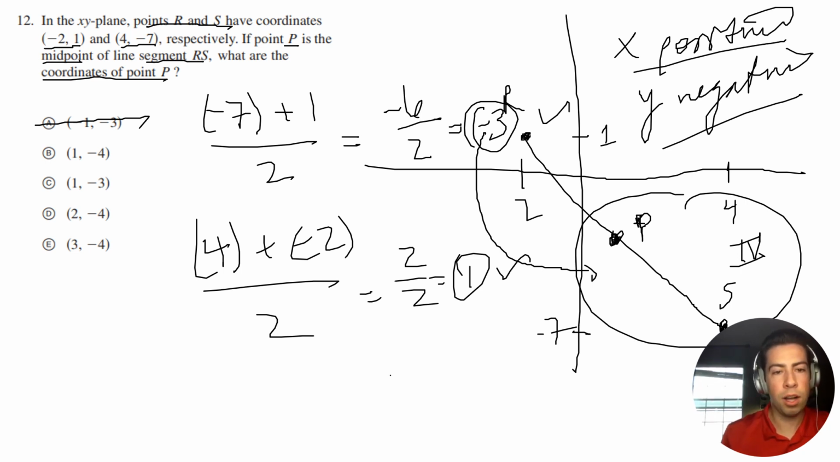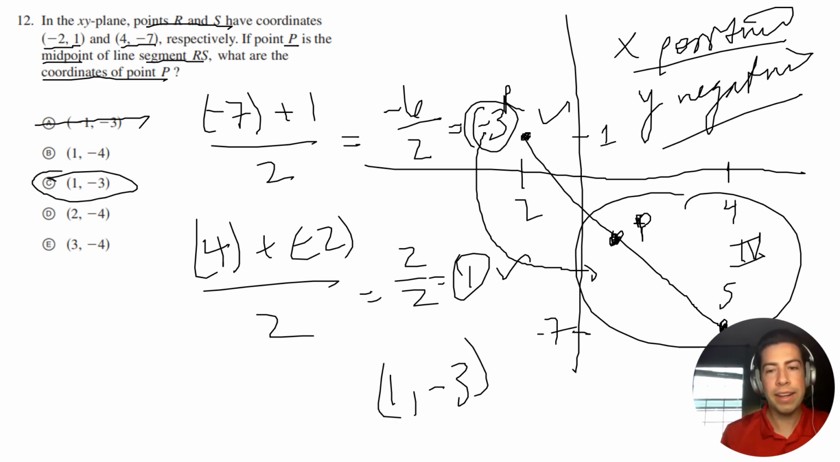All right, guys, so when we put it all together, we're going to get (1, -3), and that is going to be answer choice C. All right, guys, so that's our answer.